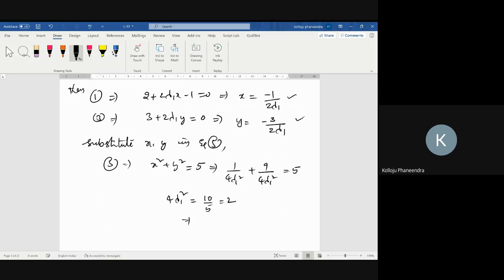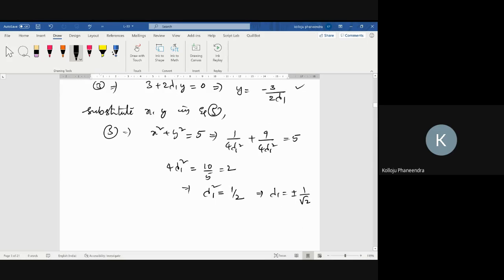That implies what is lambda 1 value? What you are getting, lambda 1 square equal to 1 by 2. So what is lambda 1 value? Plus or minus 1 by root 2. So you are getting 2 points here maybe now.